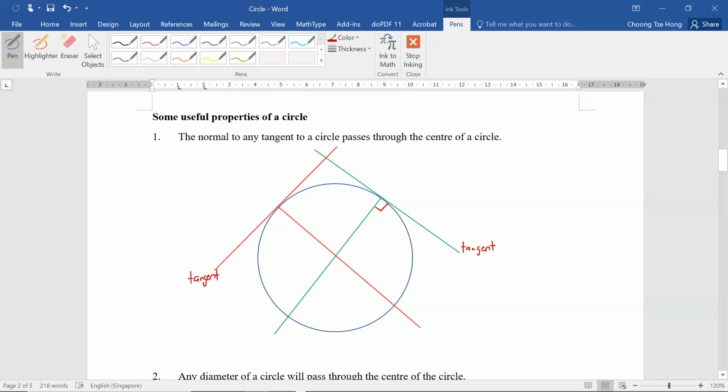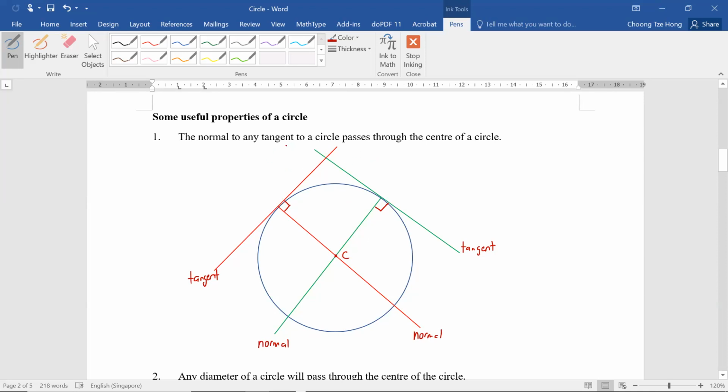Okay, so this other red line is also normal to the tangent. So this one is a normal, and then this one is a normal. The normal to any tangent of a circle will definitely pass through the center. Since these two normals intersect over here, that means this point here has to be the center of the circle, right? So this is one property that you need to keep in mind.